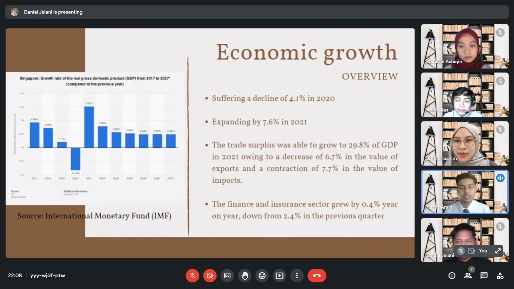The trade surplus was able to grow to 29.8% of GDP in 2021, owing to a decrease of 6.7% in the value of exports and also a contraction of 7.7% in the value of imports. Meanwhile, the finance and insurance sector grew by 0.4% year on year, down from 2.4% in the previous quarter. The sector's poor performance was mostly the result of a contraction in the banking segment due to a drop in net fees and also commission incomes.